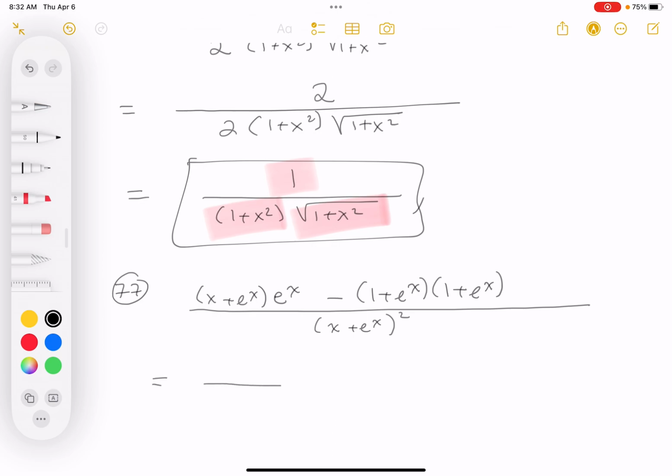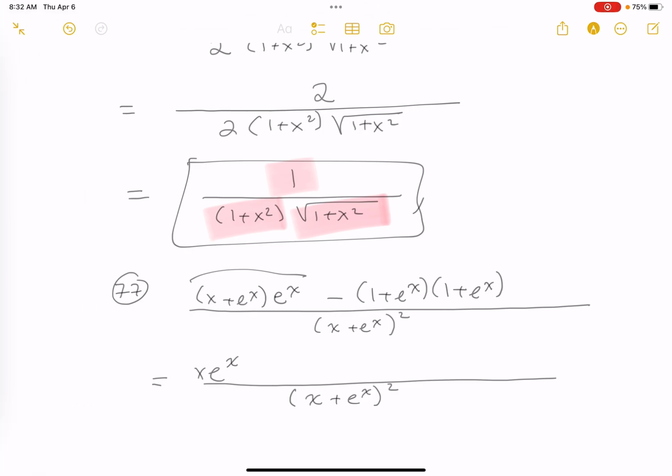Now, granted, I'm not going to say it's going to simplify greatly, but there are some things I can do. The bottom, I can make it more complicated, but I don't want to do that. I want to just write down what I'm seeing over here. That's the bottom. That's done. Now the top, what do I get? The first guy here is x e to the x, because e to the x times x is x times e to the x.